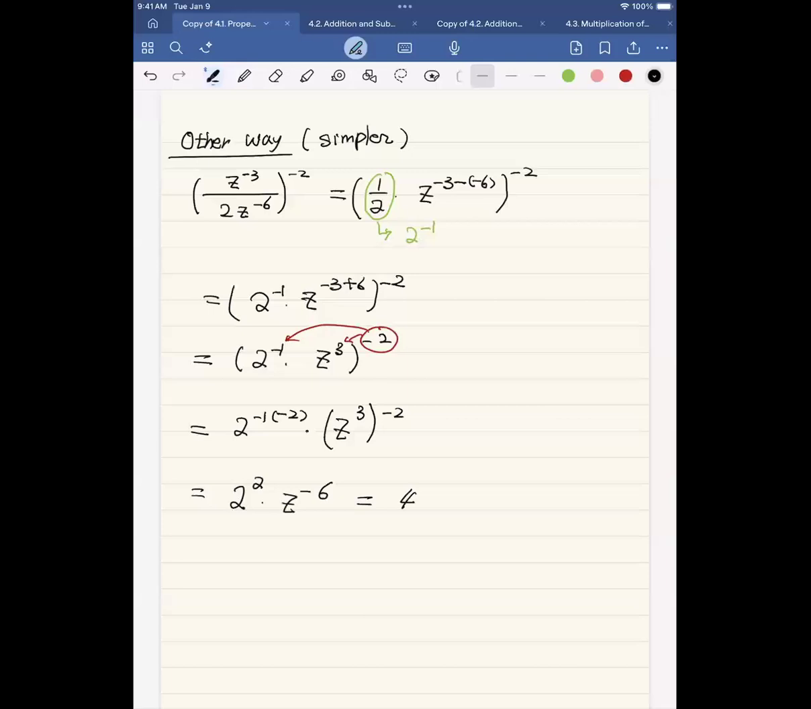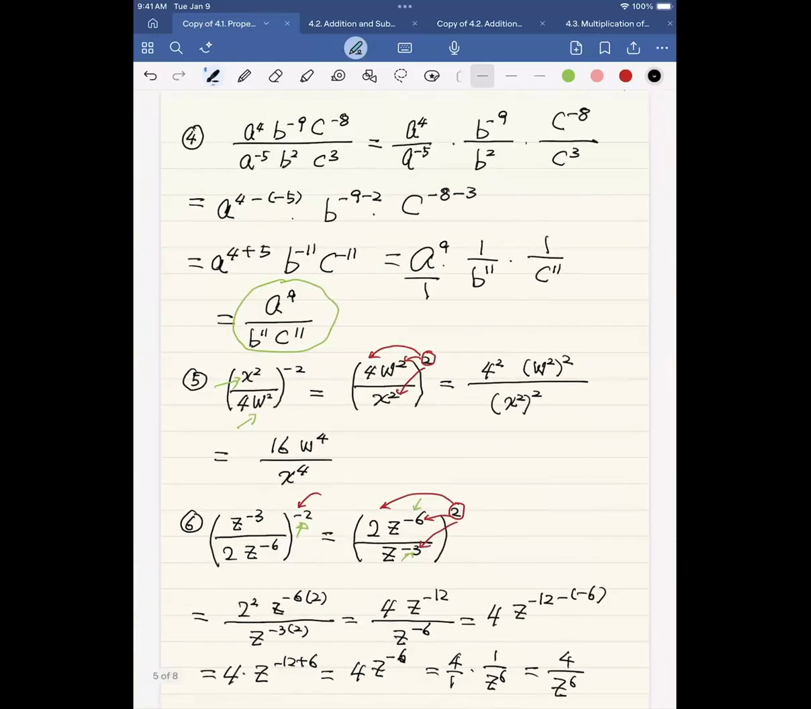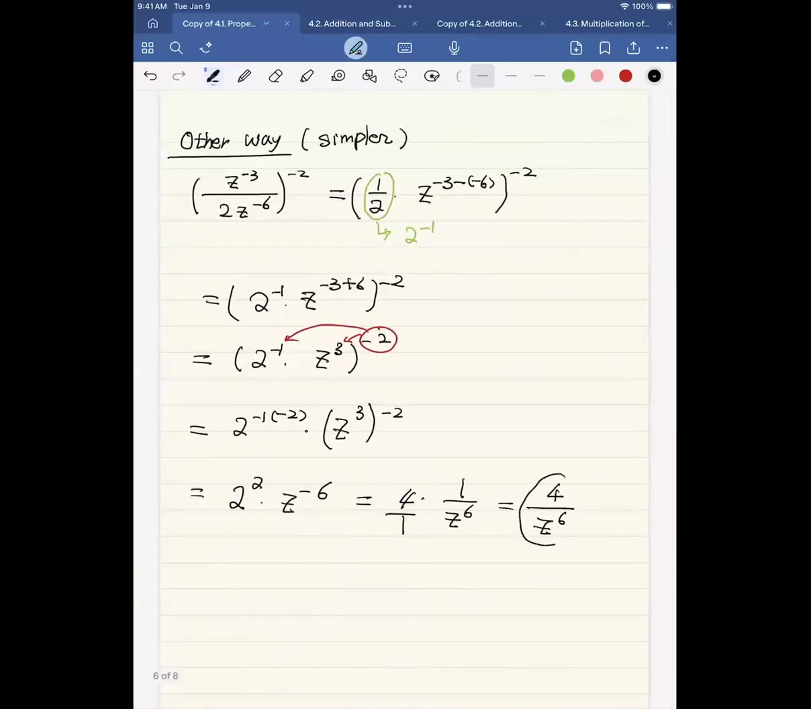So 4 times 1 over z to the 6th power. 4 is 4 over 1. So that's 4 over z to the 6th power. So we are getting the same answer. Whichever you like, you can use the method you like.